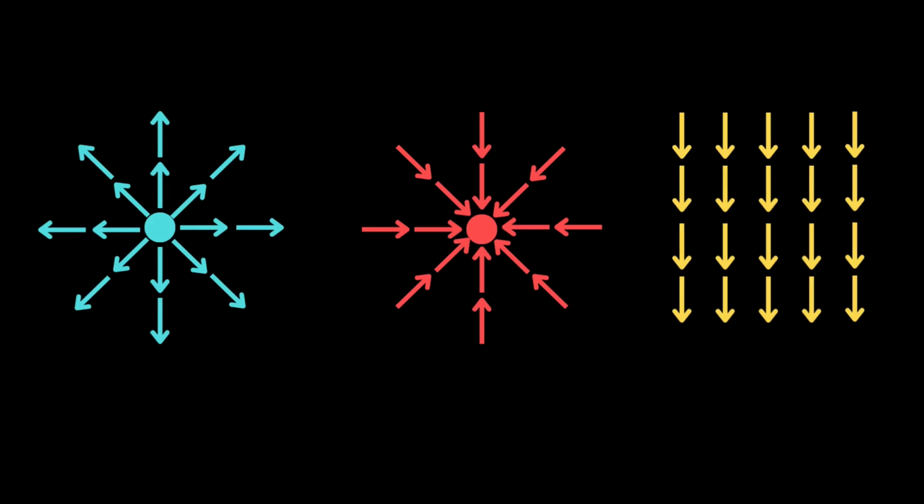Now that we have a vector field, we can ask, locally, does this field act like a source, a sink, or just passing through without piling up anywhere?